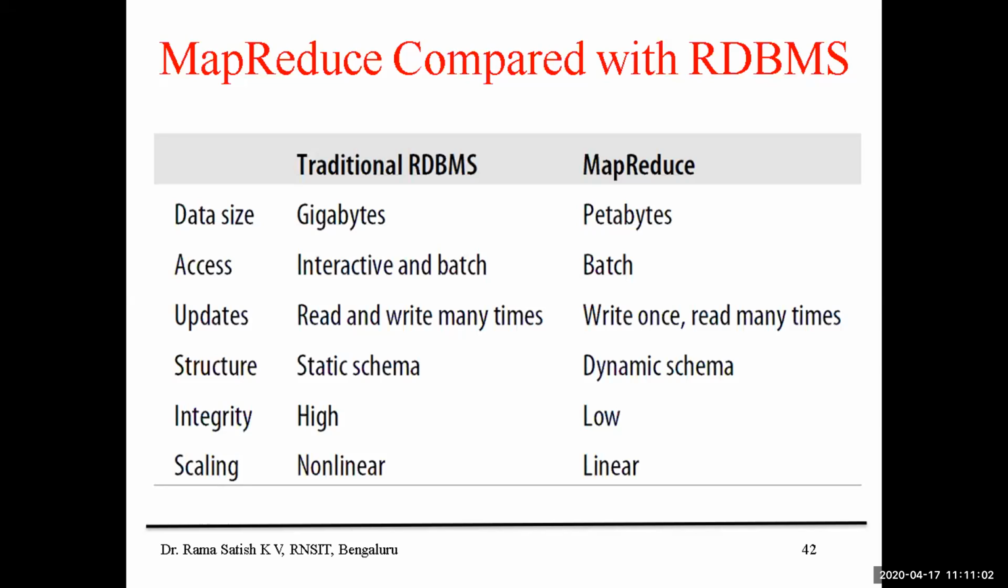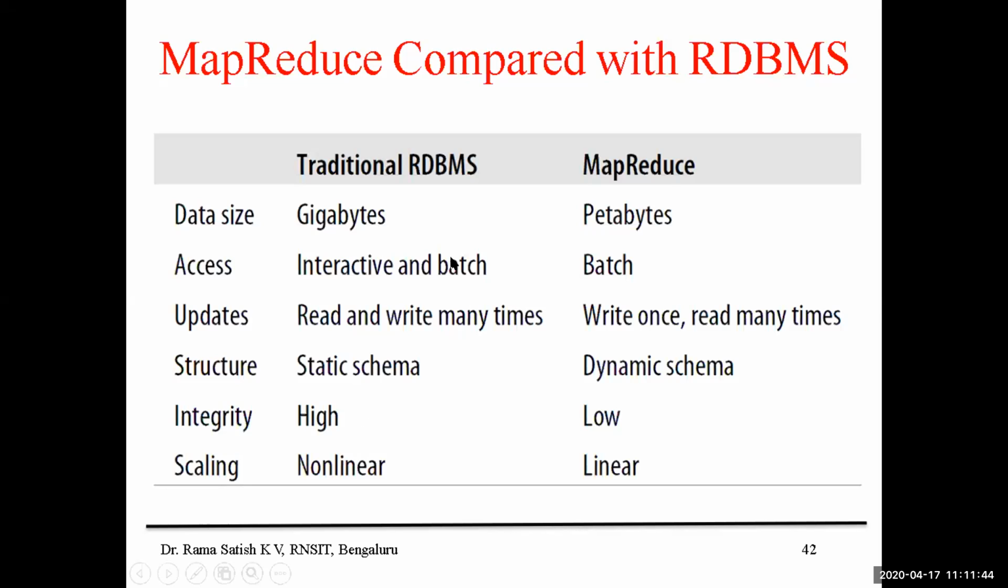Access: RDBMS is interactive and batch, but here it is only batch. And remember one very important thing: in traditional RDBMS, you can read and write many times. But in MapReduce, it is write once and read many times. Once you write, the data cannot be updated at all. You will sense this when you are running a program in MapReduce.